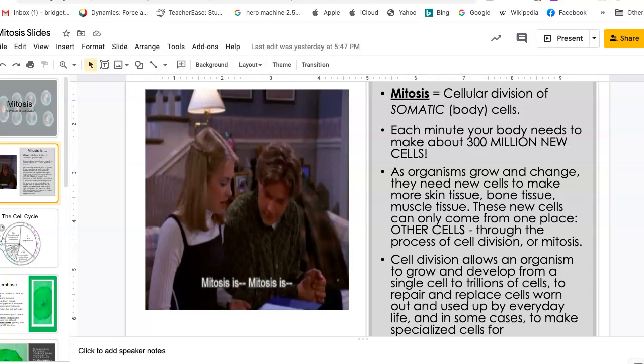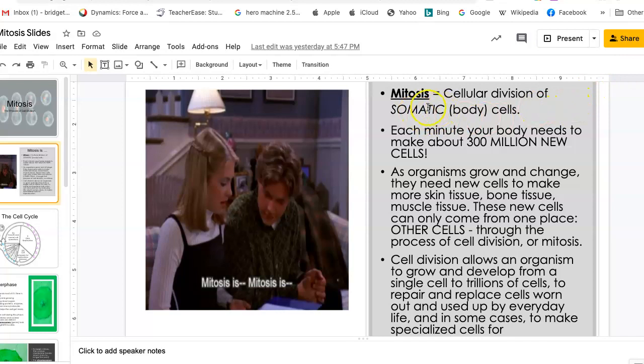As we grow and we change, living things need new cells. For example, skin tissue, bone tissue, muscle tissue, right? They only come from other cells. That's part of our cell theory that we've been talking about. So that happens through what we call mitosis.